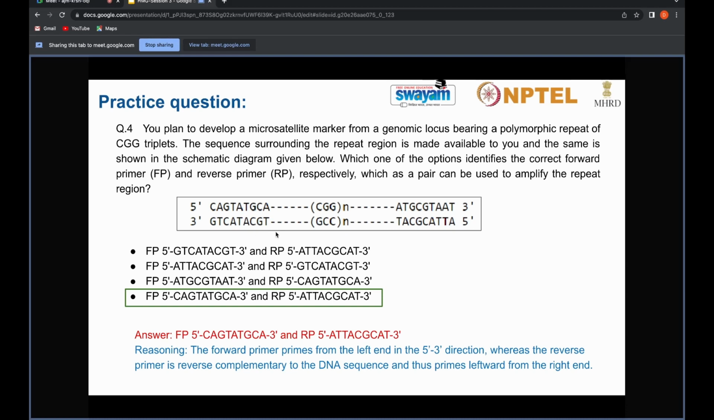Now let's see the reverse primer. Similarly, the reverse primer, as the name suggests, will amplify in the reverse direction. That means it will be present on the strand that is in the 5 prime to 3 prime direction. It will start its synthesis from the rightmost part, from this end, which is the 3 prime end. So its sequence will be A double T, then A C G CAT. That is in option D. So that's why option D is the correct answer for this question. I hope it's clear why option D is correct and how these sequences are derived.